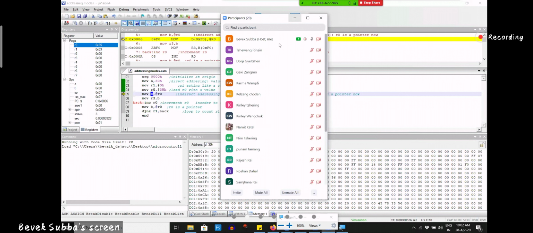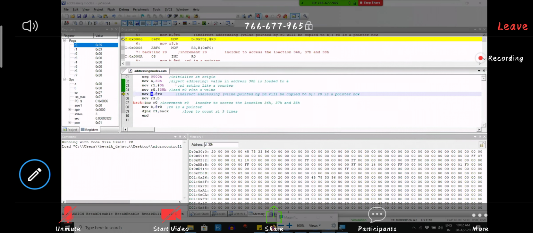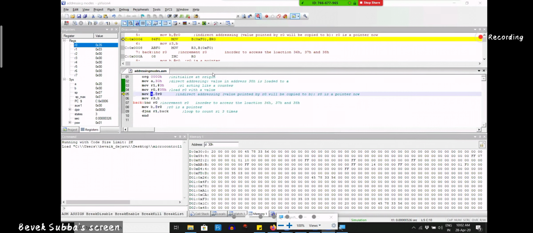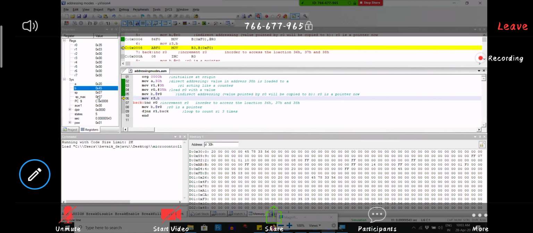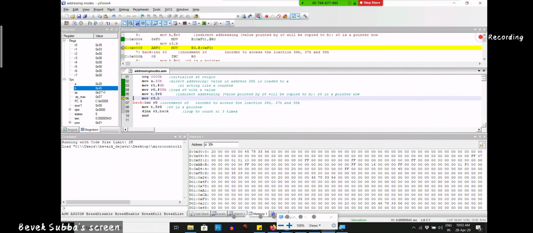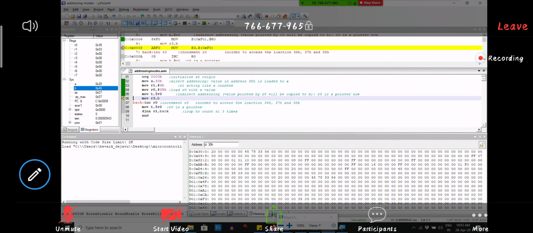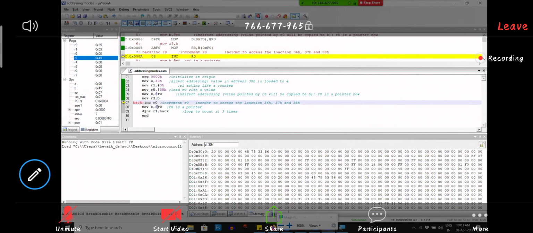This technique you will use very often. So when I do this, the value of B should change to 45. Can you see that here? 45. Immediately you will see. Now to save the value, I'll move the value 45 to R3.